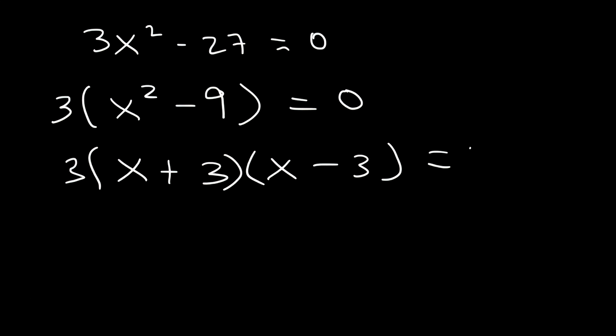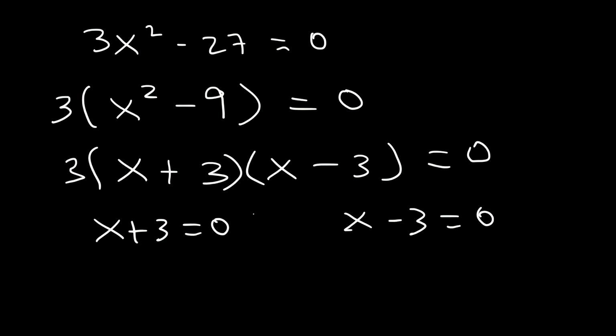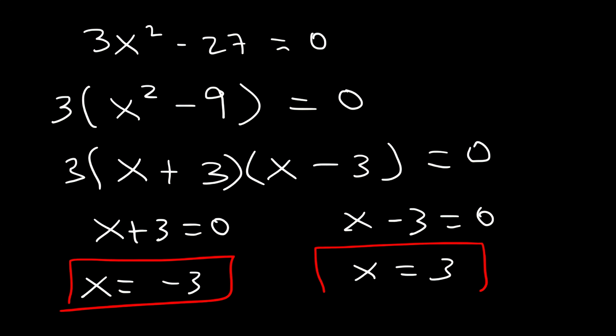and then we could set each factor equal to 0. So x plus 3 is equal to 0, and x minus 3 is equal to 0. So x is equal to negative 3 and positive 3. So that's the solution for this one. Let's try one more example. x squared minus 5x minus 36.